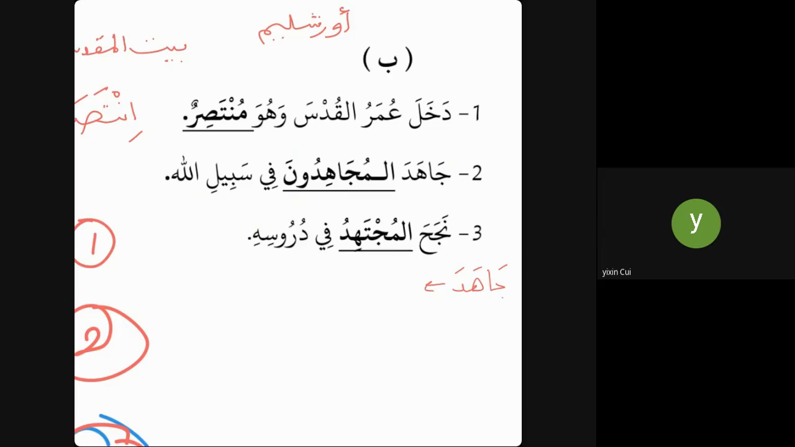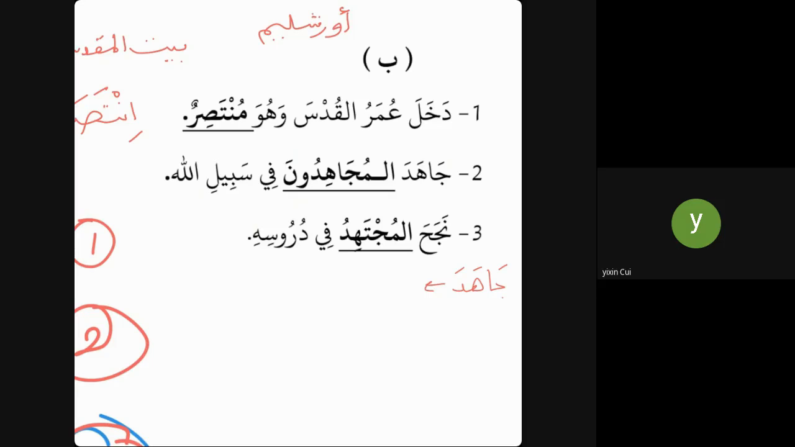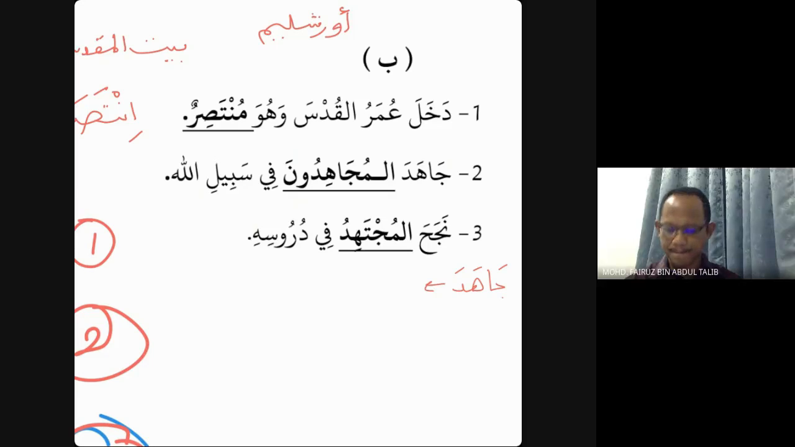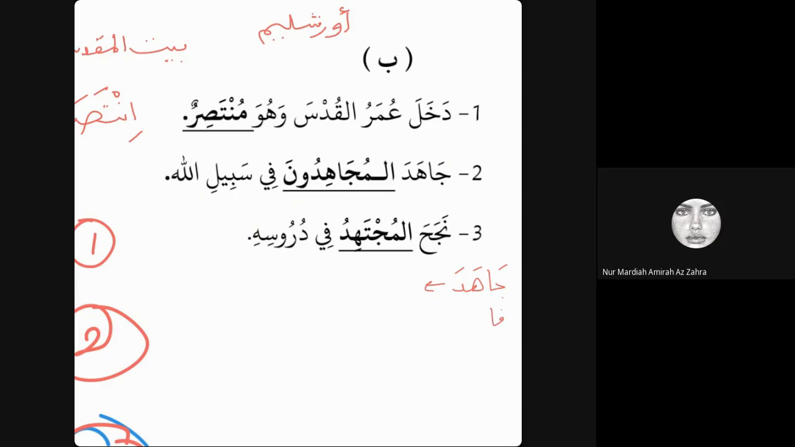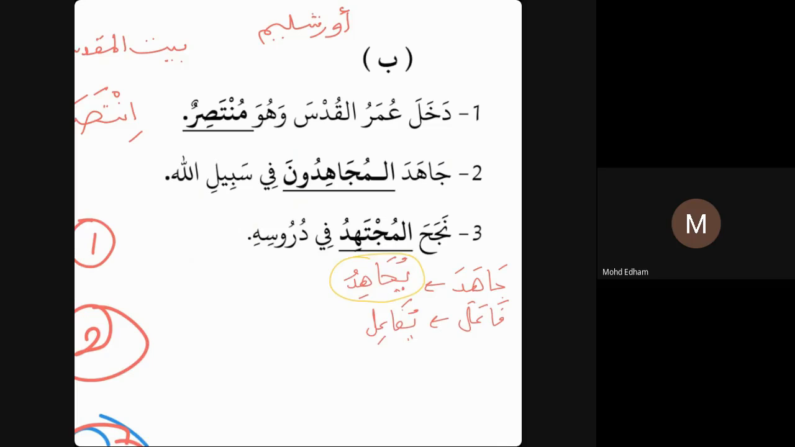Find the fi'il mudari. What is the fi'il mudari? Here again, you need that knowledge from the topic of wazan fi'il madi and fi'il mudari. Jahada, the wazan is fa'ala. Fa'ala, the mudari will be yufa'ilu. Then, jahada, the mudari will be yujahidu. So now you have completed the first step. Now we go to the second step. What is the second step? Remove the huruf of fi'il mudari.